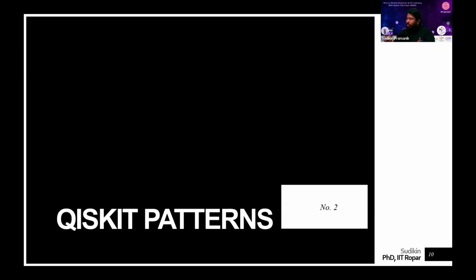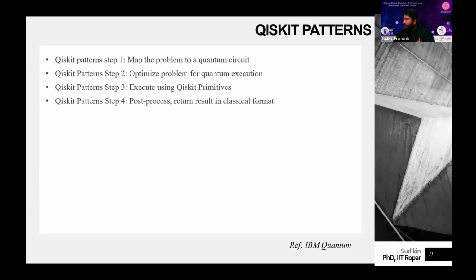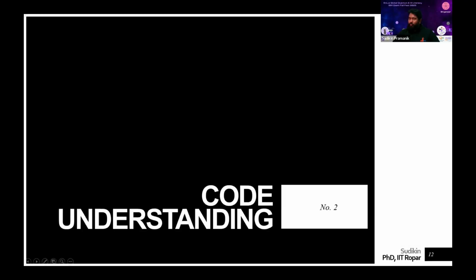And as I told you today, mostly our work will be on the basis of code demonstration. So we need to go for the 4 parts of it. The 4 parts of the Qiskit pattern: first one is mapping the problem to a quantum circuit, optimizing for the quantum execution, executing on Qiskit primitives, and post-processing to return the classical data format. Okay, so now we will go for the code understanding.